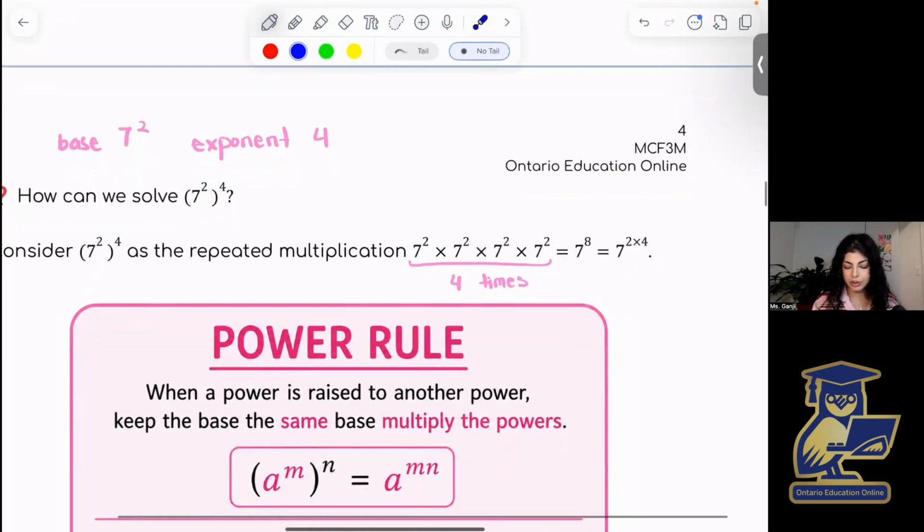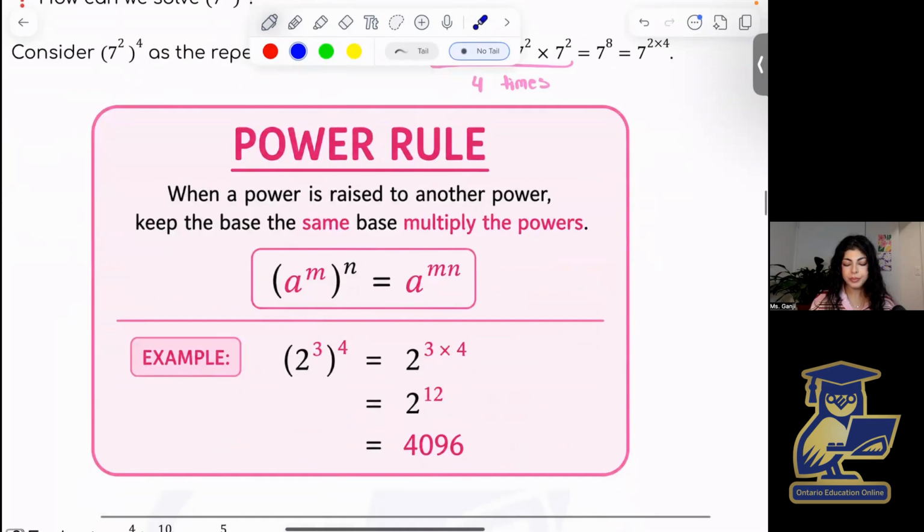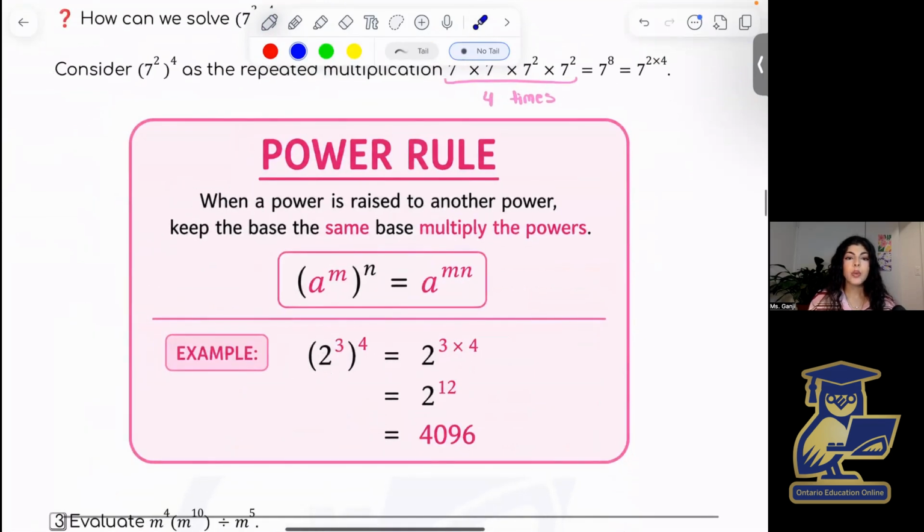And this actually brings us to our next exponent rule, which is the power rule. So when a power is raised to another power, you keep the base, but then you multiply the two powers. So here, a to the power of m, this could be considered as a whole base, and this is to the power of n. But then when you are repeating m n times, really you're doing m times n, right? So that's how you get that power there.